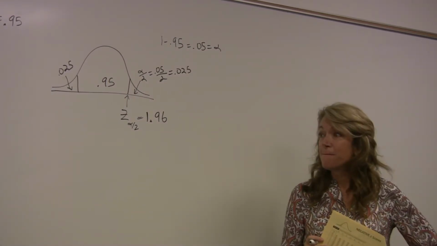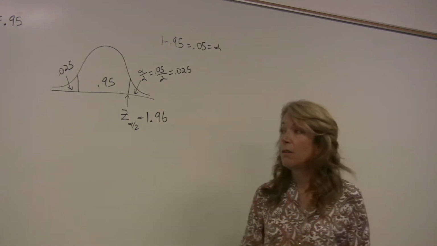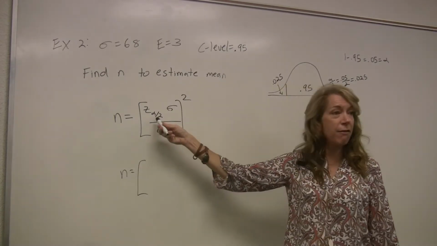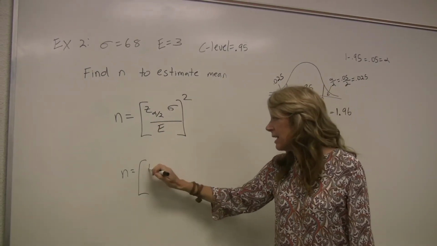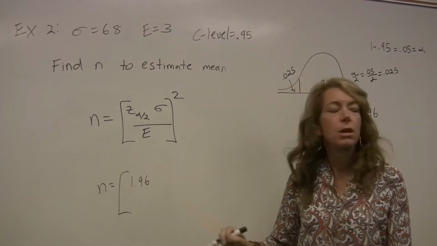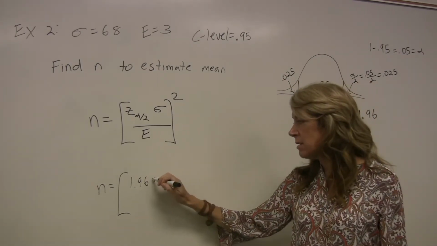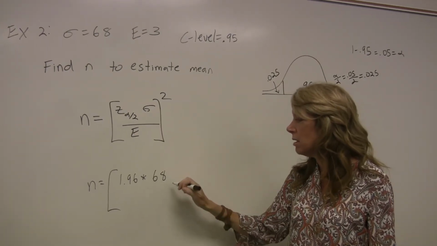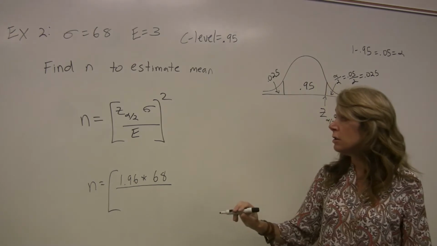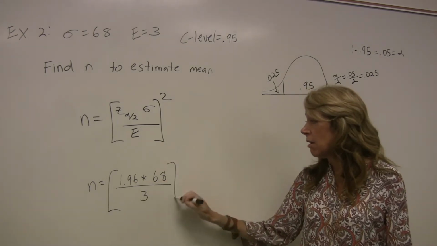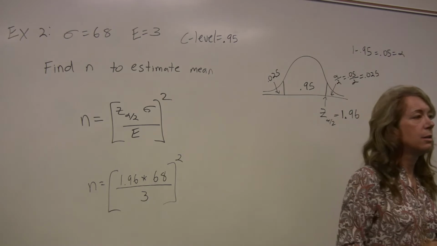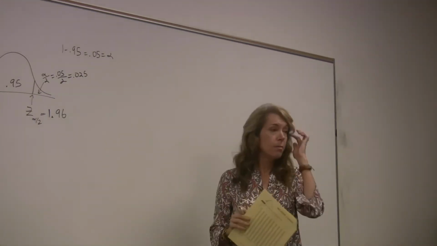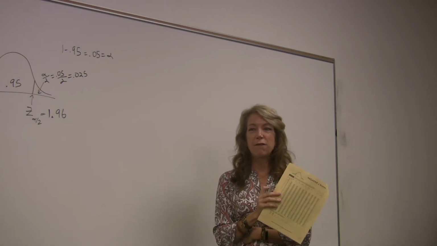Okay, so now that we have that, we want to find our sample size. So we're going to just plug everything in here. The Z alpha over 2 is the 1.96 that we just found. You could put parentheses or you could hit times, it doesn't really matter. Times my sigma, which they gave me was 68, divided by my error, which was 3, and all of that is going to get squared. It's going to be a pretty big number, I think. Tell me what it is before you round it.